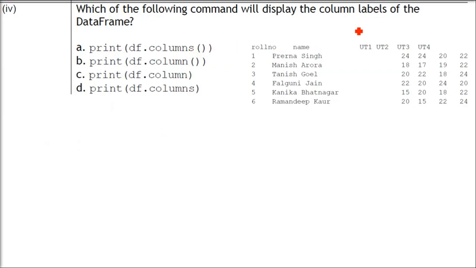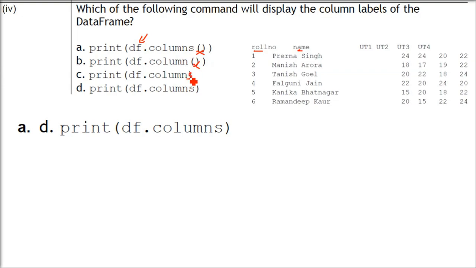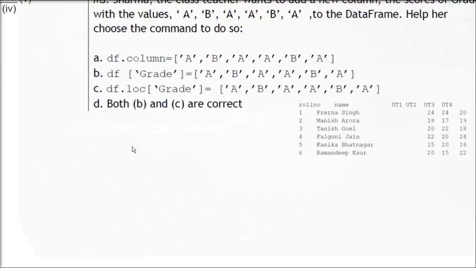Which of the following commands will display the column labels of the data frame? The column labels, that is roll number, name, UT1 to UT4, will be printed. Now which will be the command? With a data frame we have functions and also attributes. Columns is not a function, so just cancel A and B. What about C and D? Because columns is an attribute, C will not be correct, D will be correct. First and second are functions, so we can deny them outright. The last one is correct.